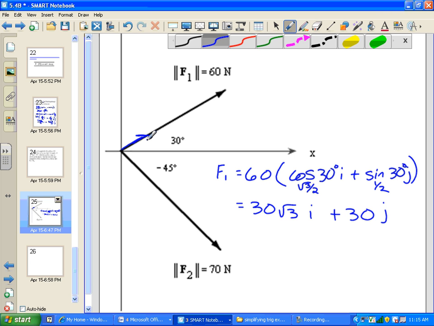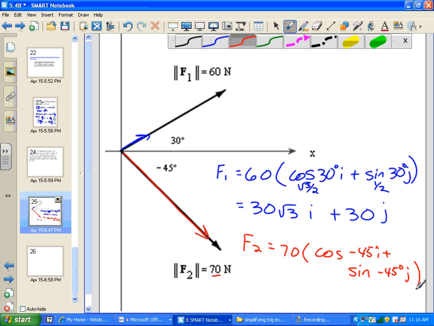Okay, now let's find F2. So F2 is going to be this vector. Now help me write the vector for this one. Look at it again, it was 70. There you go. Right, times the cosine of negative 45 degrees i plus the sine of negative 45 degrees j.